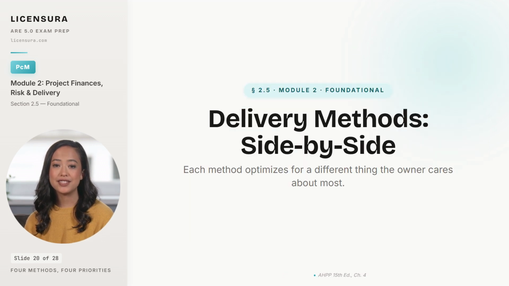4 delivery methods, and the exam will test you on which one fits which owner priority. Recommending the wrong one on a real project can leave the architect personally liable for risks the original fee never accounted for, and the resulting lawsuits cost firms millions.